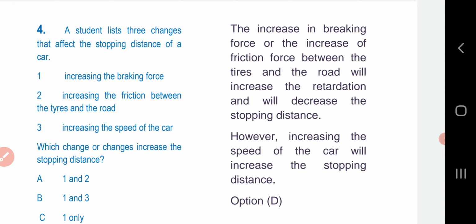A student lists three changes that affect the stopping distance of a car. The answer is the increase in braking force, or the increase of friction force between the tires and the road, will increase the retardation and will decrease the stopping distance. However, increasing the speed of the car will increase the stopping distance. So the answer is option D.